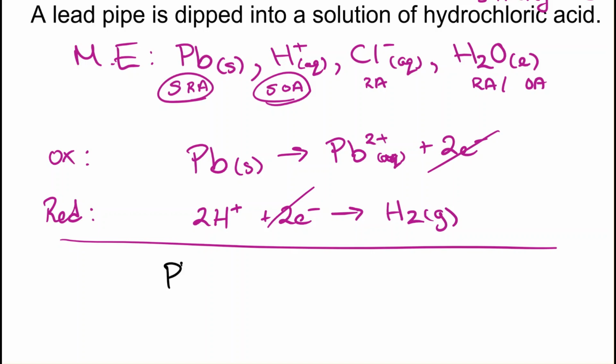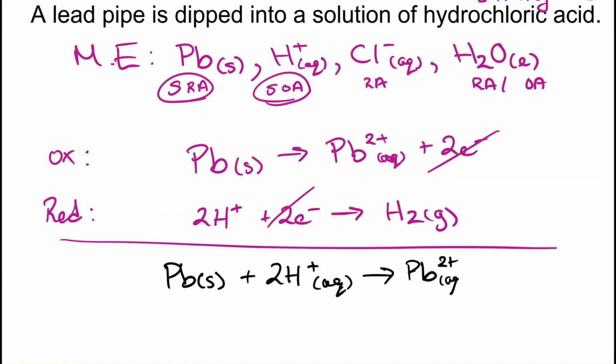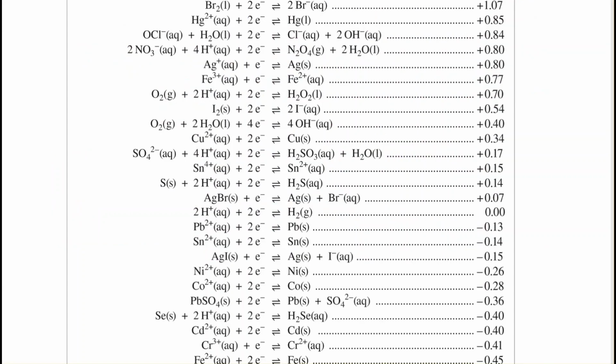So we're going to get lead reacting with 2 hydrogen ions turning into lead 2 plus ions and hydrogen gas. So here's our net reaction, and we're basically done. We just have to go back and see, is this spontaneous or not? H plus. Where's H plus?